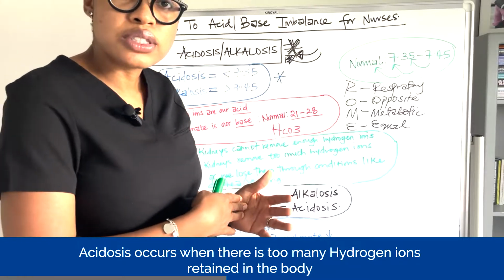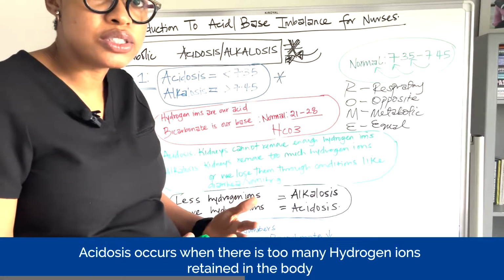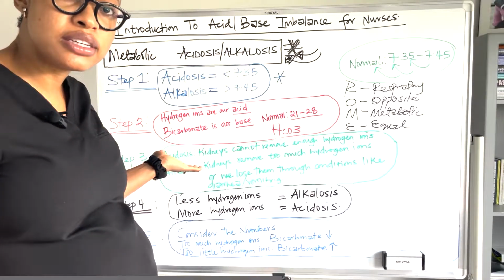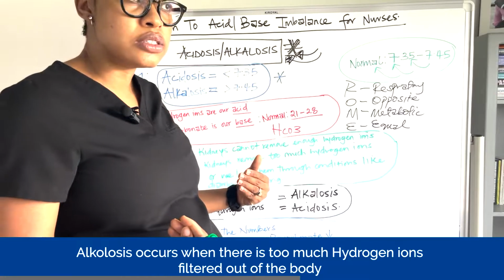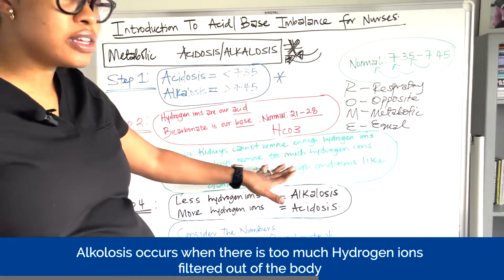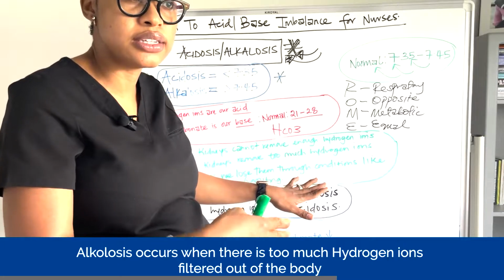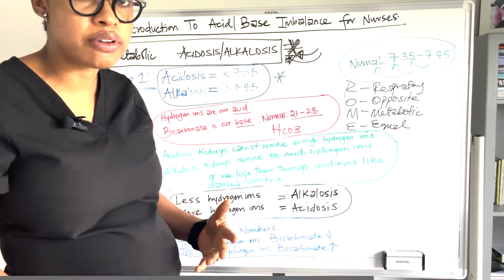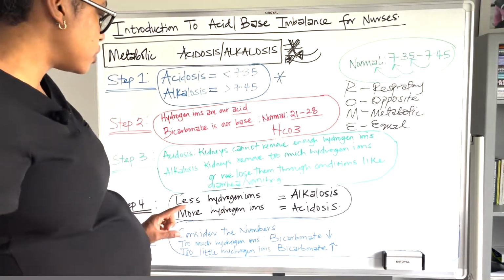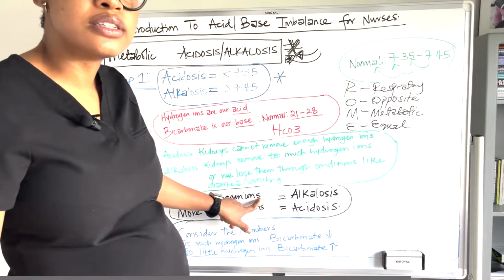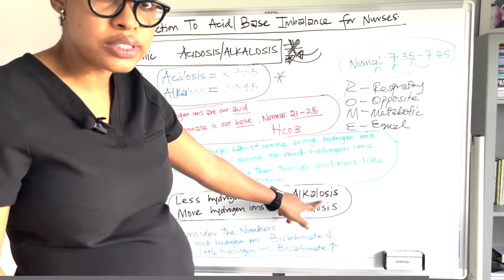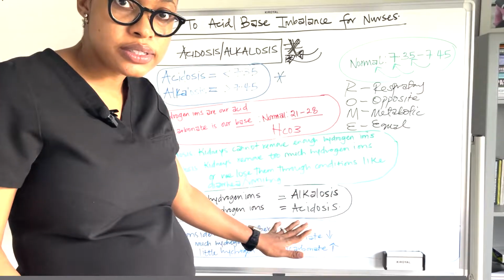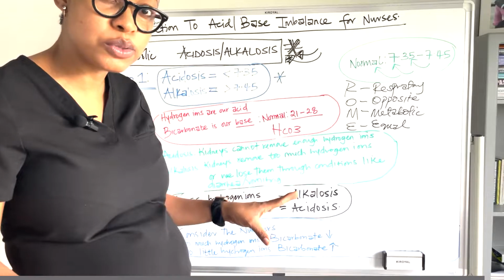Okay, so acidosis occurs when there are too many hydrogen ions not filtered out by the body, by the kidneys, and alkalosis occurs when there are too many hydrogen ions filtered out of the body, leaving the body with not enough acid. So less hydrogen ions equals alkalosis. More hydrogen ions equals acidosis. Does that make sense? I hope so.